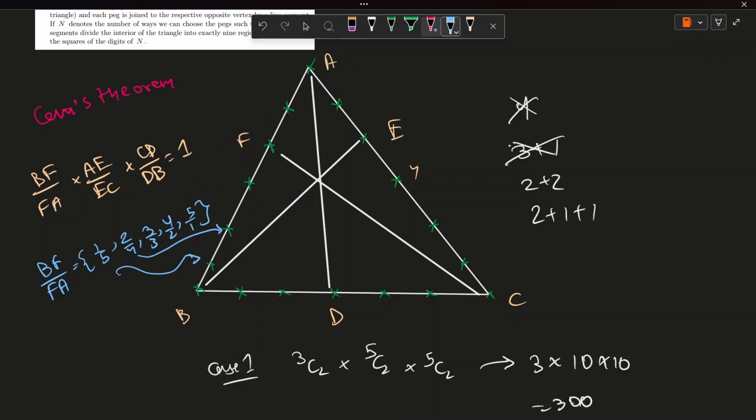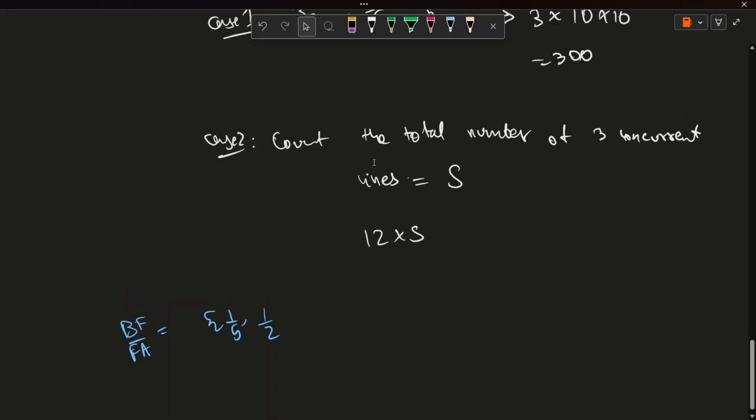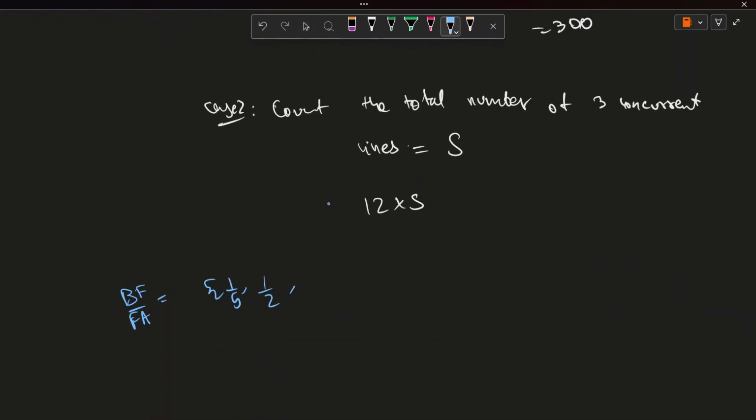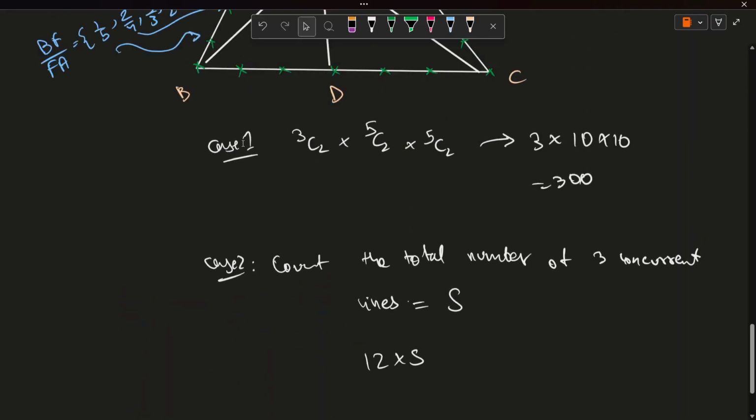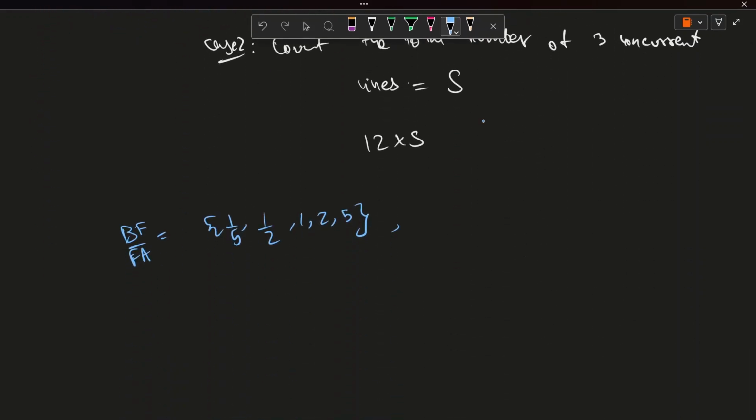And similarly, let us write down BF by FA. We found out that it could be 1 by 5 or 1 by 2, since 2 by 4 is basically 1 by 2, or 1, or 2, or 5. So these are the possible values of BF by FA. And similarly, AE by EC could also be the same set.